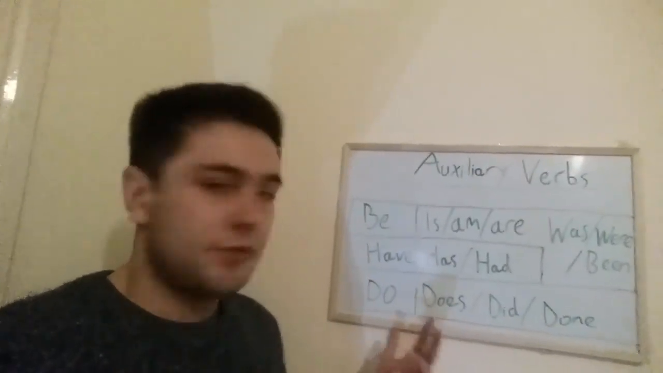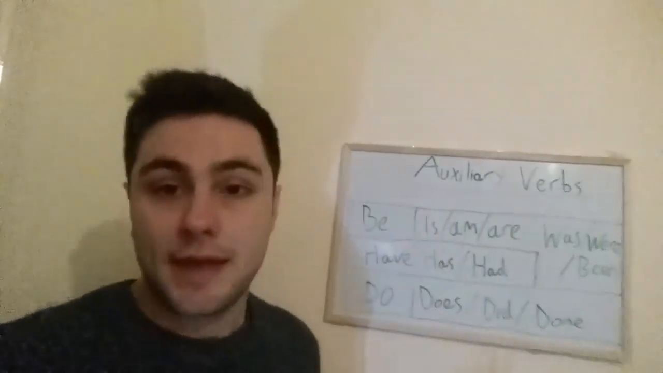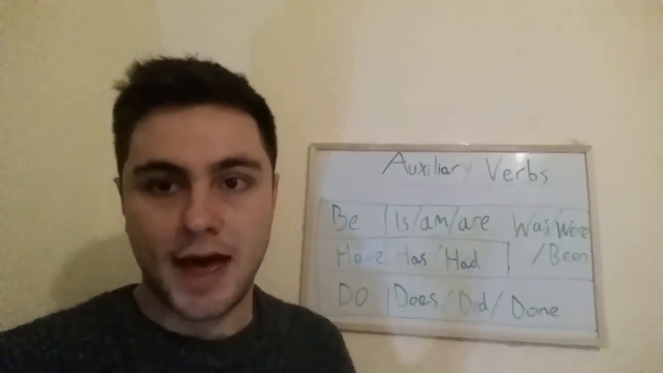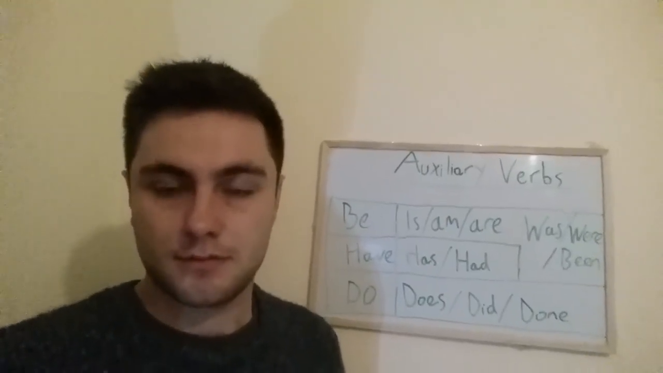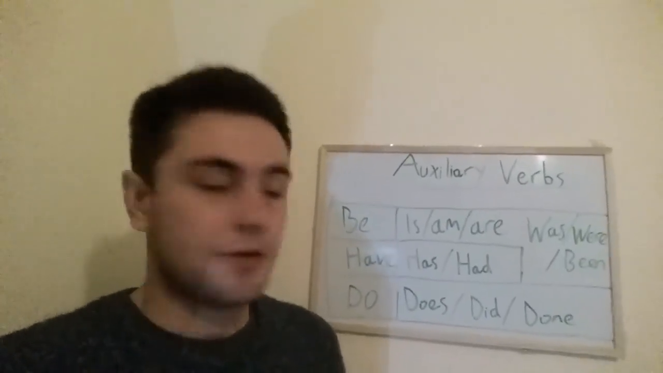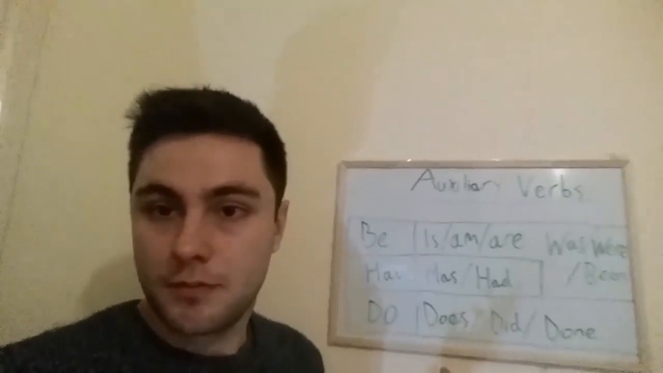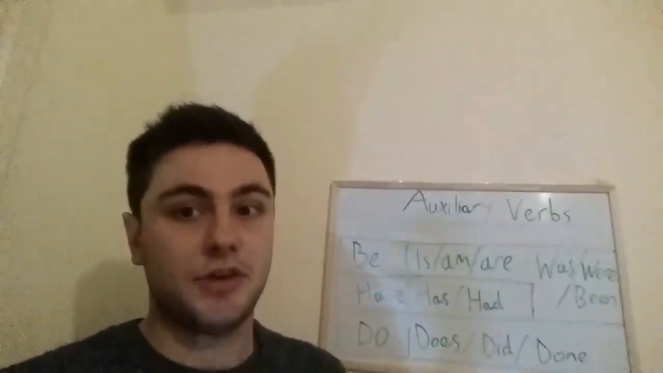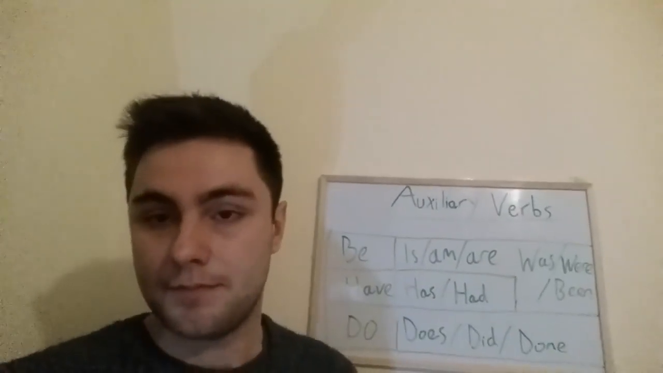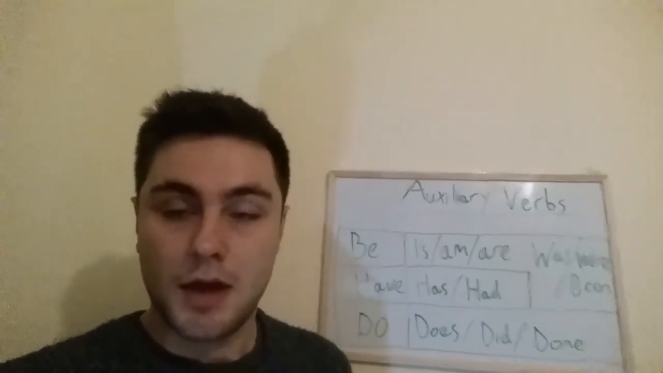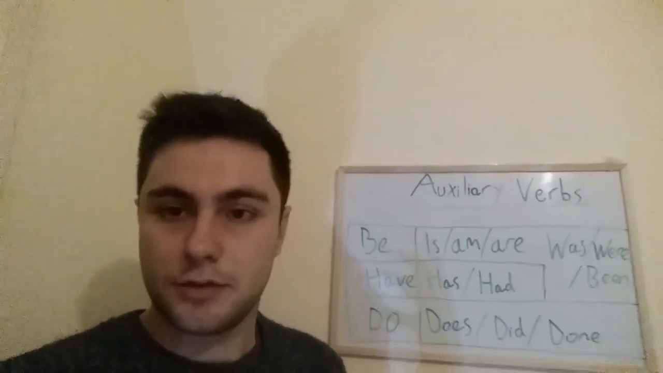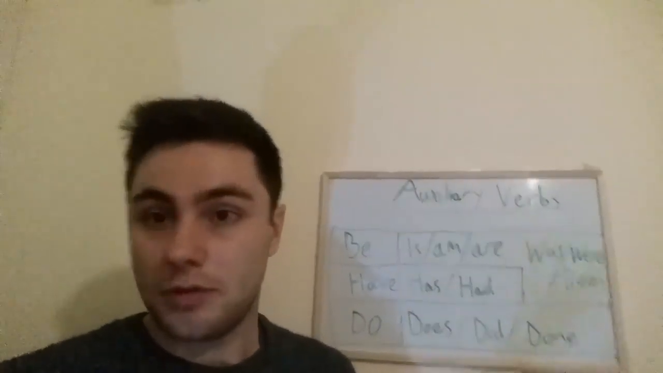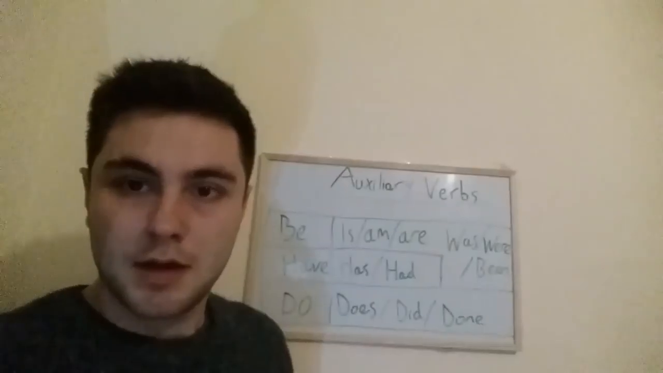And finally, on to do. Like have and be, do can also be used to form questions and make sentences and statements. So for example, with do, I can say, do you understand? And you can say, I don't understand, or I do understand, or I understand. I can also use it to make statements. For example, I do live in Portsmouth.